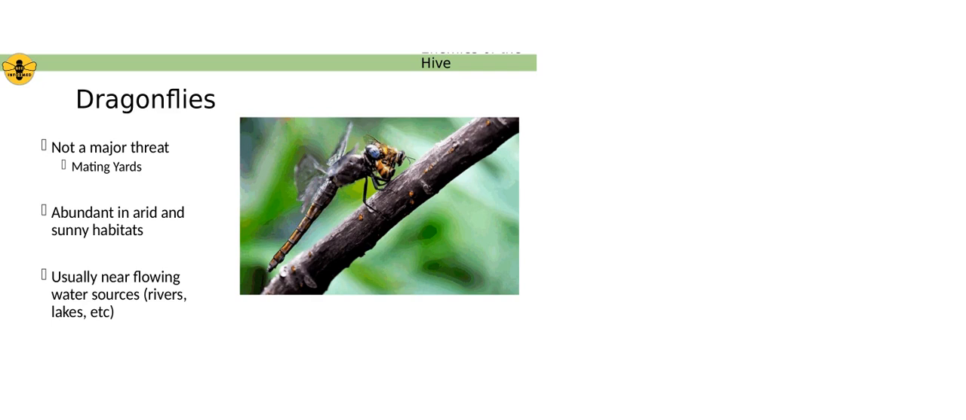They could be a major threat if you have a mating yard that's right near a bunch of dragonflies, because you'll have trouble getting your queens mated, because they'll pick off the bees right in the air. So they're also abundant in arid and sunny habitats, and they're usually near flowing water. Dragonflies usually like cleaner water, so that's why it should be flowing. Rivers, or if you have lake water that's moving through a dam or something, then you might have more dragonflies.